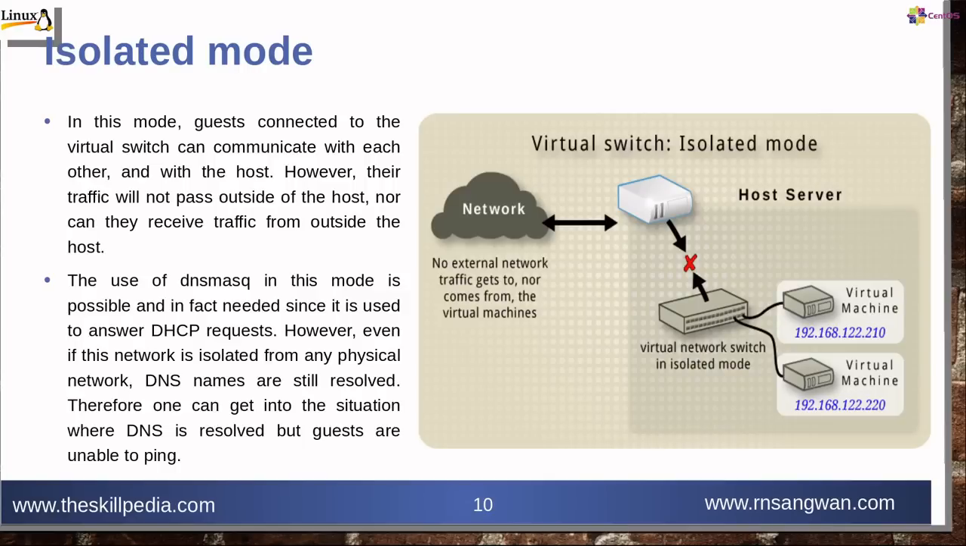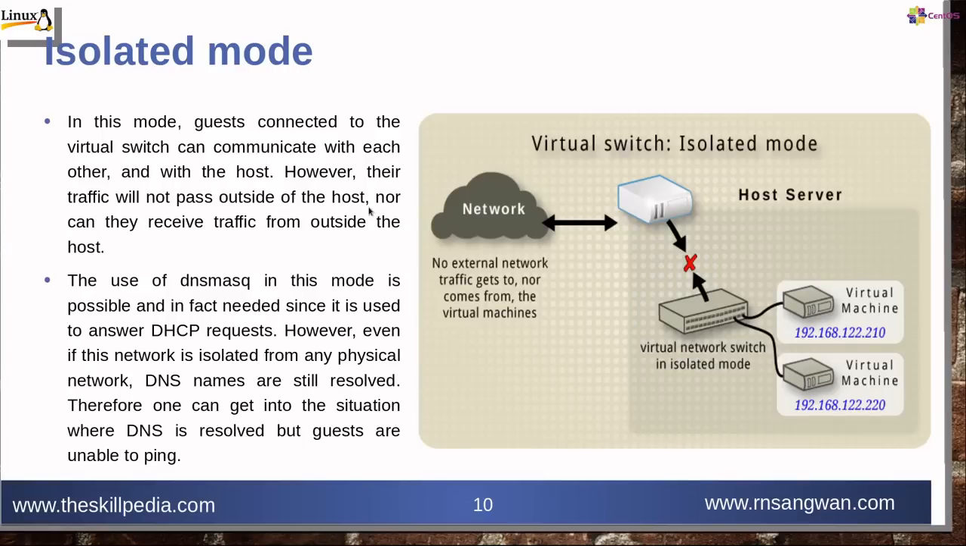Then the third mode, besides NAT and routed, is isolated mode. Isolated basically means there is no connection to the outside network. So there is no communication between the outside world and the virtual switch, but the machines themselves will be able to communicate with each other. In this mode, guests connected to the virtual switch can communicate with each other and with the host. However, the traffic will not pass outside the host, nor can they receive traffic from outside the host.